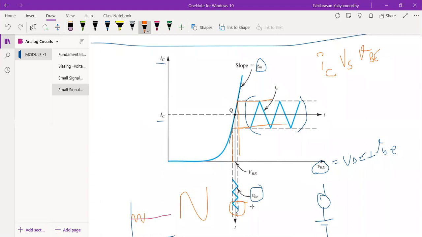One more thing you can say is what IC is: IC is nothing but GM into VBE, because the IC I'm saying is the small signal IC. Always keep it in your mind: in the small signal only we talk about transconductance. In the DC we won't talk about transconductance. GM is the slope of the IC-VBE curve at the bias point Q.